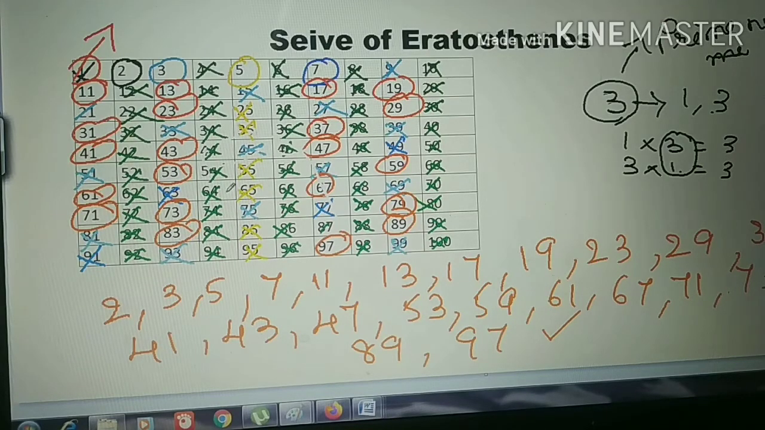Here I have written for 1 to 100 only. This method was developed by Eratosthenes. In this method we have explained up to 100 only. So we found prime numbers up to 100 here. All the remaining numbers will be called composite numbers. One is neither a prime number nor a composite number.